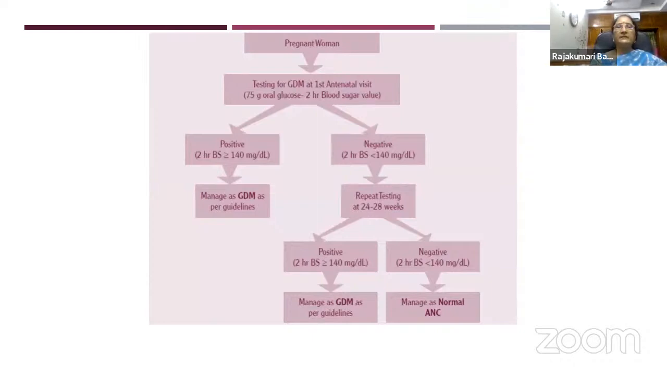Pregnant women are tested for GDM at the first antenatal visit by giving 75 grams of oral glucose and measuring blood sugar levels after 2 hours. If the value is more than 140 milligrams per deciliter, it is positive, managed as GDM. If it is negative, less than 140 milligrams per deciliter, repeat testing at 24 to 28 weeks. If it is positive, more than 140, managed as GDM as per guidelines. If it is negative, that is less than 140, managed as a normal antenatal case.